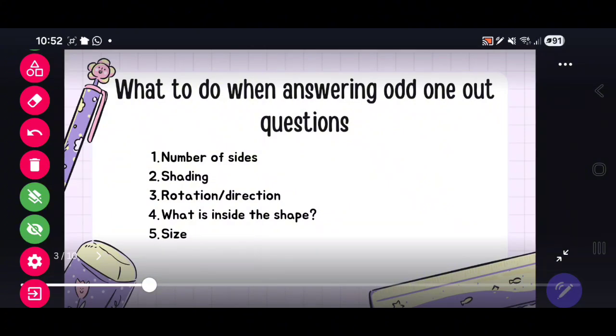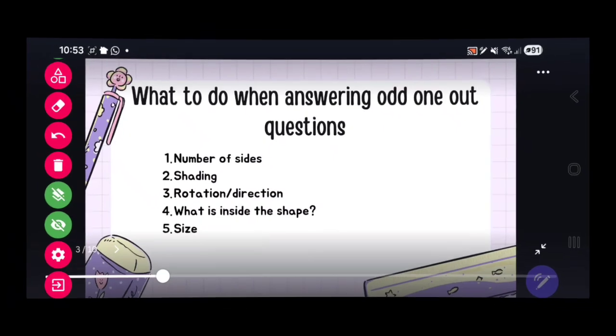The next one is rotation and direction. A shape can be pointing at a 45 degrees angle and the other ones can just be straight. So that is what we're talking about when we're talking about rotation and direction. Now, what is inside the shape? Say you have a circle, there can be triangles in the circle, and the other ones would have squares in the circle, which would mean that that is the odd one out. Then size, any shape can be bigger or smaller. So that's what we should all look for when answering these odd one out questions.